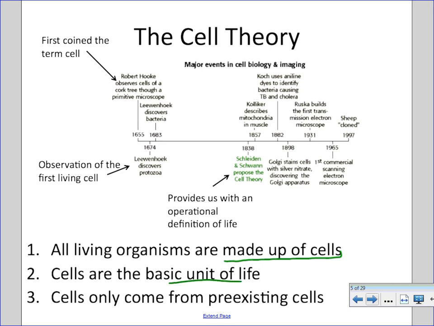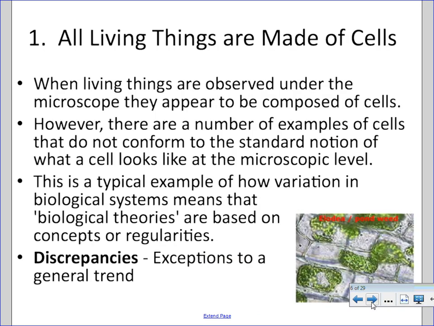Cells are the basic unit of life, so the smallest unit of life is going to be a cell. There is nothing smaller that would be considered alive. And cells only come from pre-existing cells. So cells do not just appear out of thin air or appear spontaneously. Cells are created from other cells or from cells that currently exist.